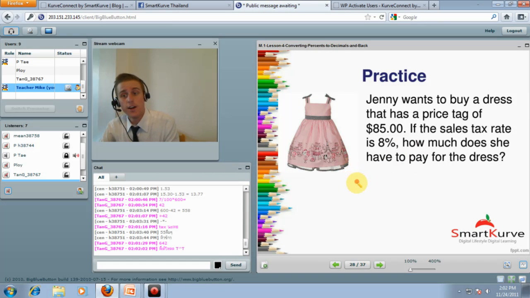Pretty dress. Jenny wants to buy a dress that has a price tag of $85. If the sales tax rate is 8%, how much does she have to pay for the dress? What is the total price of the dress, including sales tax? Go ahead and type your answer when you know.